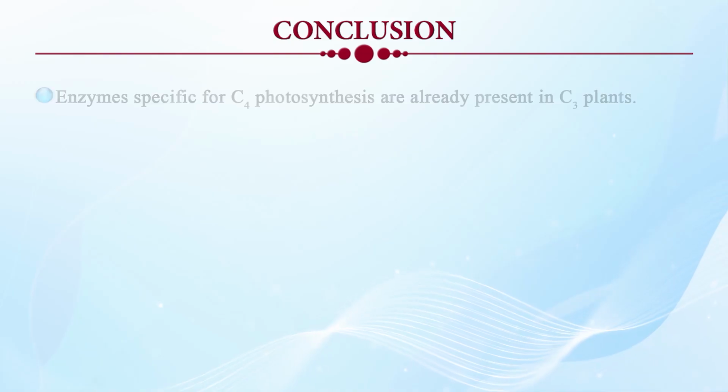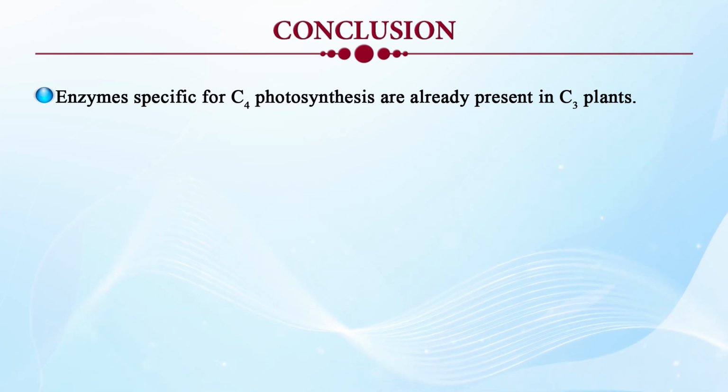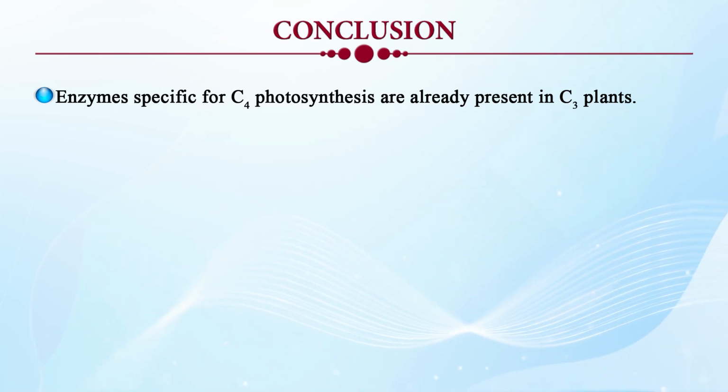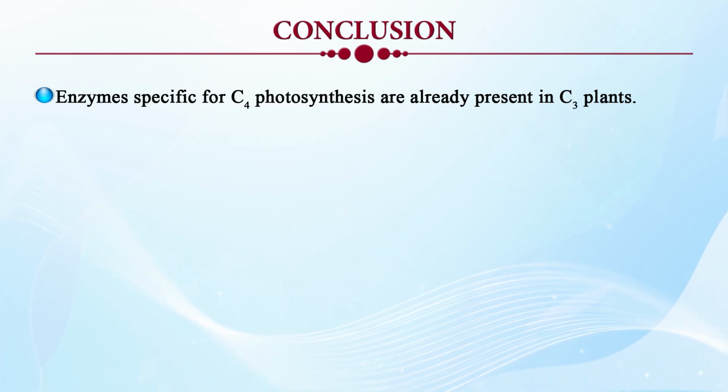What do we conclude? We conclude from this whole hybridization experiment that the enzymes which are specific for C4 photosynthesis are already present in the C3 plants. Whether they are given a chance to express themselves or to function is a different matter altogether. And this different matter is of course controlled by the environment.